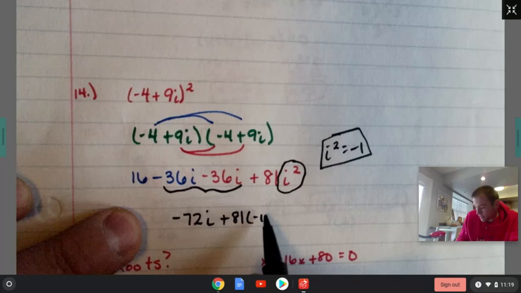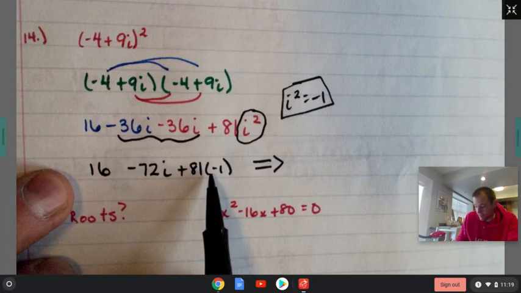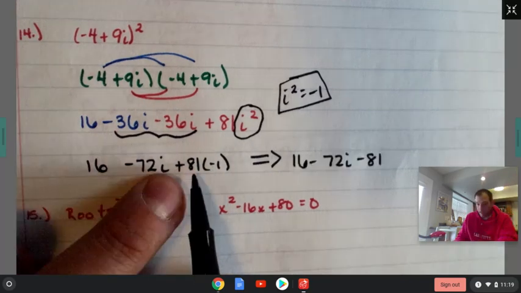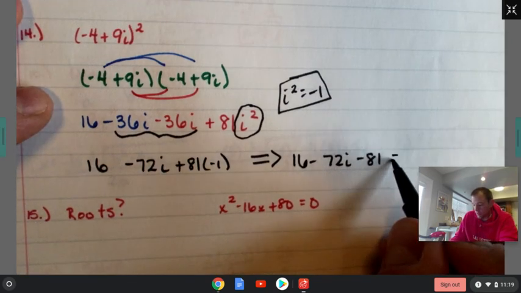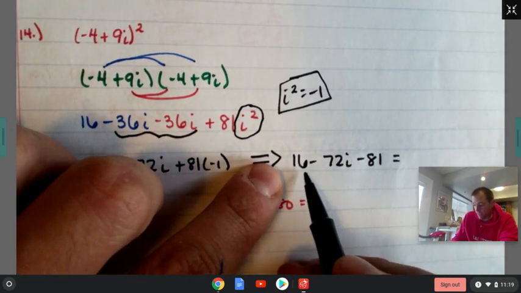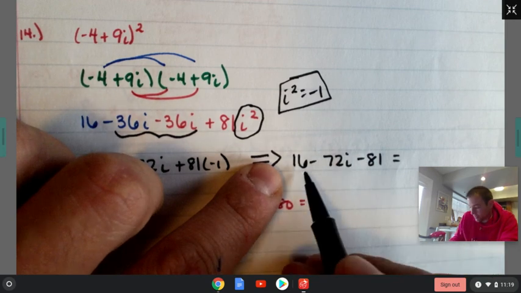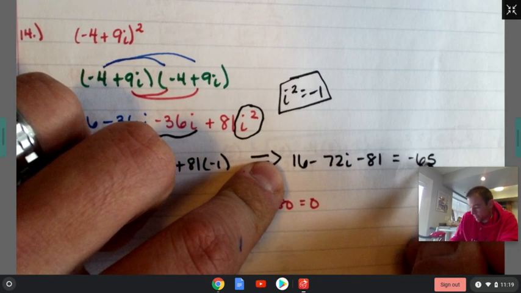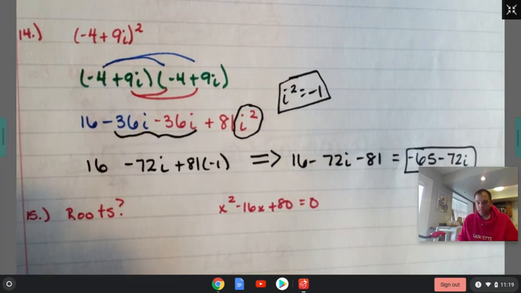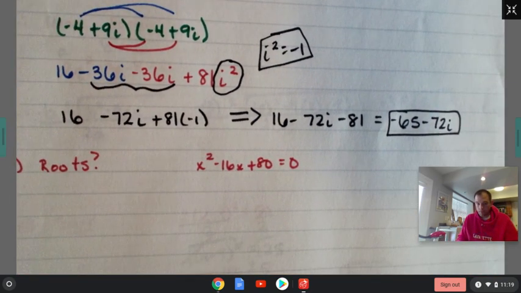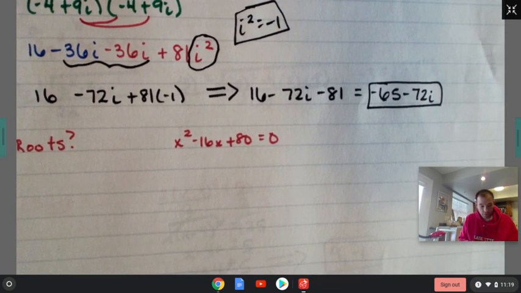16, 81 times negative 1 becomes negative 81, minus 72i. And now I just combine the like terms. 16 minus 81 is negative 65 minus 72i. And we're finished. So just remember i squared is negative 1.